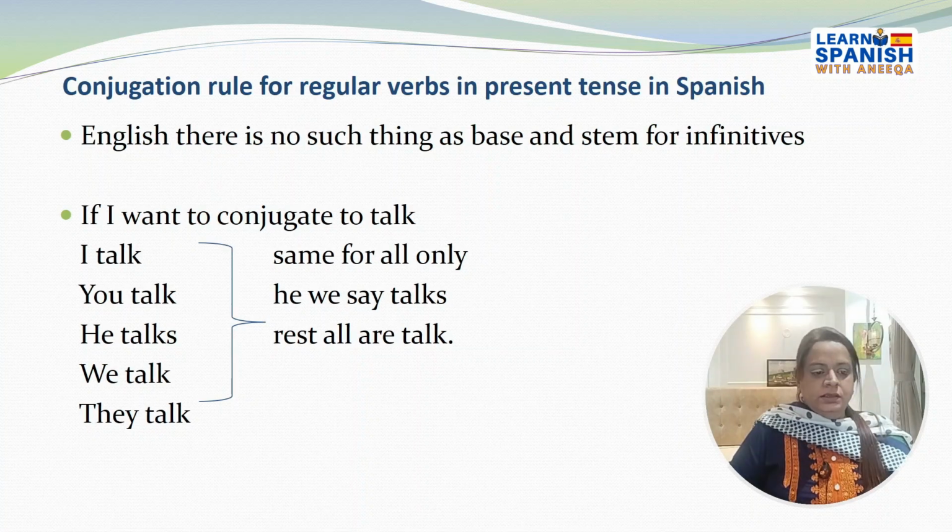Now let us see the rule for the conjugation of regular verbs in present tense in Spanish. Now, in English, there is no such thing as base and stems for infinitives that we all know. If I want to conjugate to talk, I will simply say I talk, you talk, he talks, we talk and they talk. Here we see all the talk remains the same, only in he we add an s for talks.